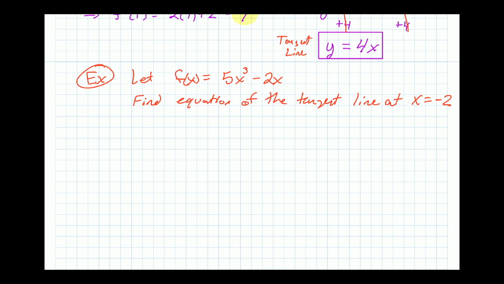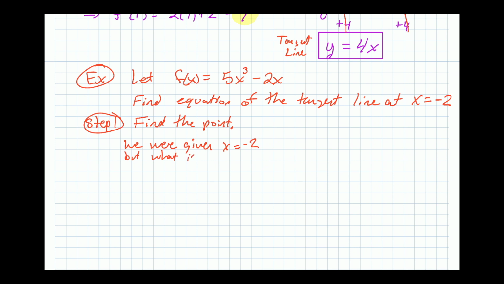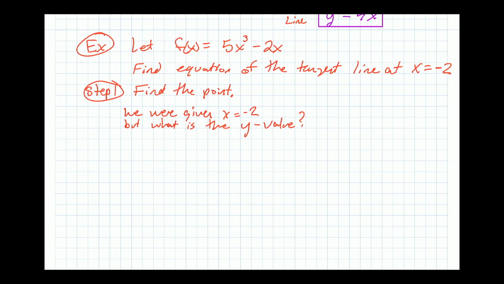So it's going to be the same steps, but this time there's a little bit more work. So step 1, I need to find the point. And notice that this time I didn't give you the full point. I told you x equals -2. So we were given x equals -2. But what is the y value that goes with it? Right? You get it from the function. So you plug x equals -2 into the function, and that's how we're going to get it.